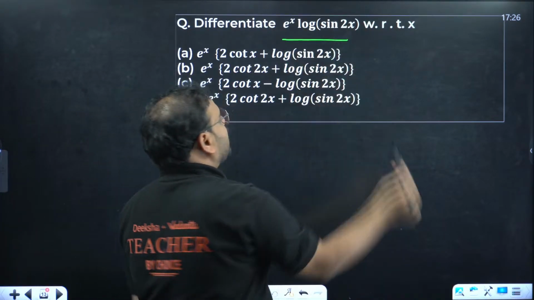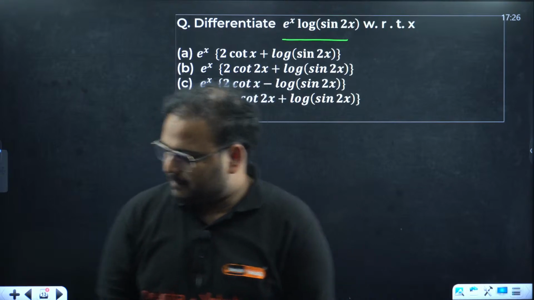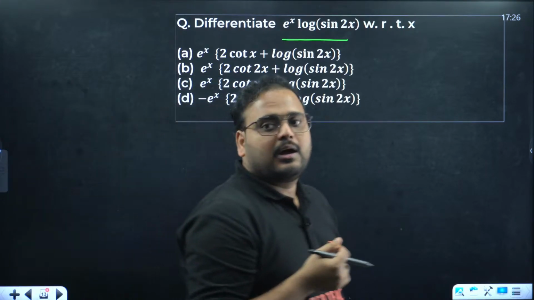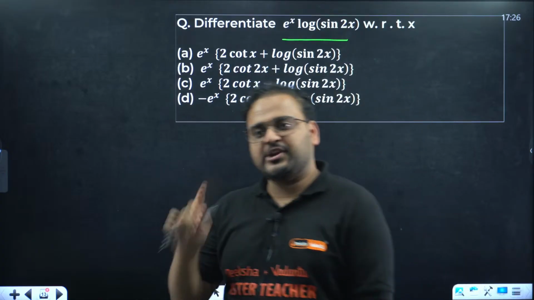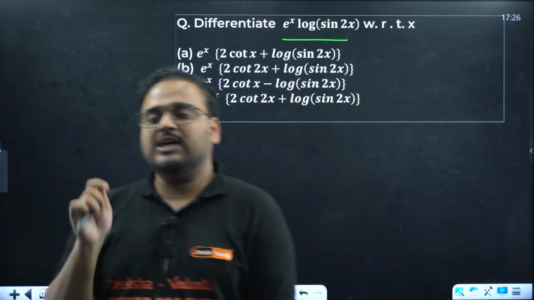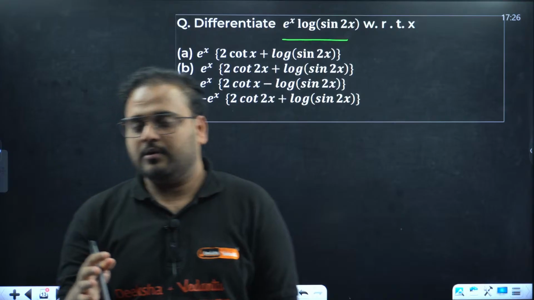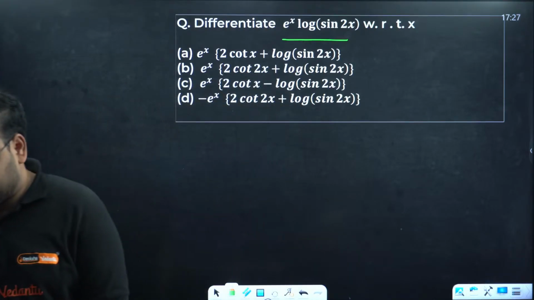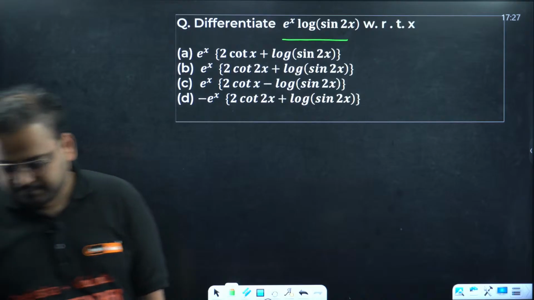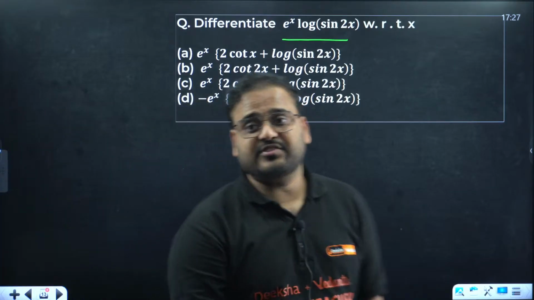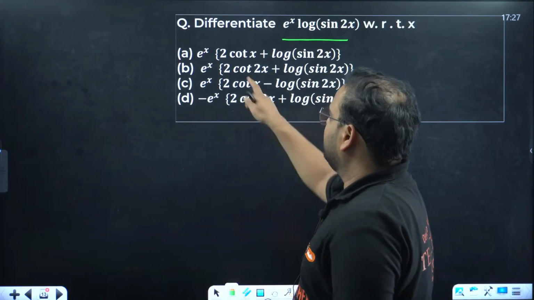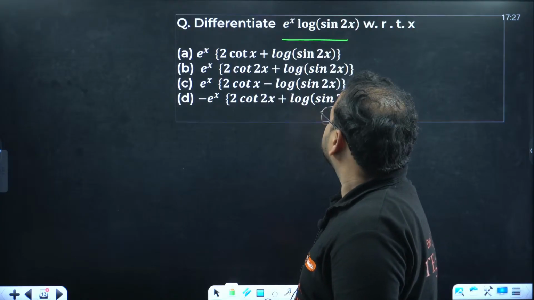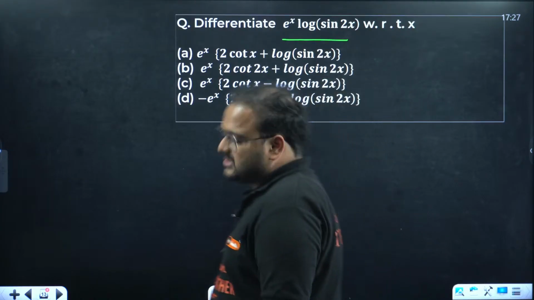E power x log of sin 2x. How do you solve this? This is the combination of chain rule as well as product rule, right? So I would like for you to answer this question. Options are given on the screen. Help me with it. Which option is right?